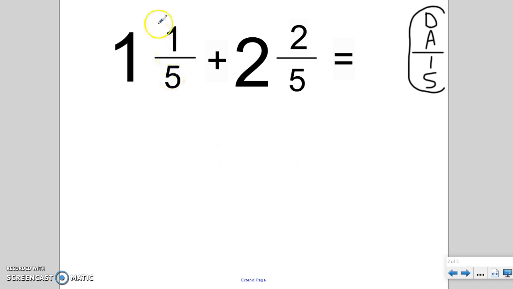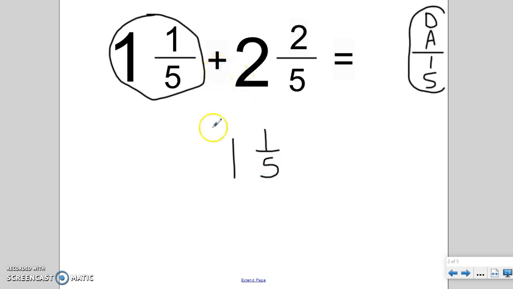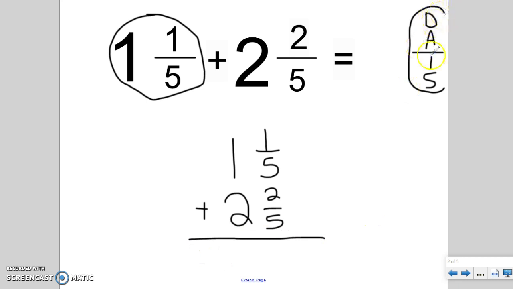So let me just show you what I mean. We are starting with this mixed number, 1 1/5. This is an addition problem, so I'm going to hit plus, and then we are going to be adding 2 2/5. When we talk about lining up, in this case we're lining up the fractions and the whole numbers. And then here's my equal sign. Now I'm simply going to go through my DAIS checklist. What's really nice about adding mixed numbers is it's kind of like two separate problems, and we're just going to take the two parts of the answer and put them together.